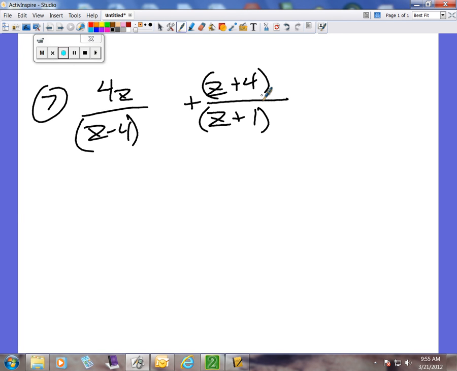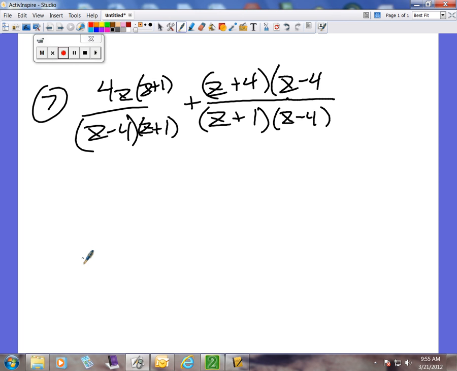Now, this one's easy. What's missing in the first one? Z plus 1, isn't it? Okay. So we got to multiply this one by Z plus 1 on top, or on bottom and top. What's missing on this one? Z minus 4. Darn. And now, our new denominator is, okay.